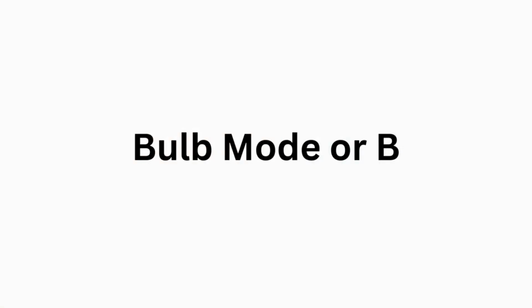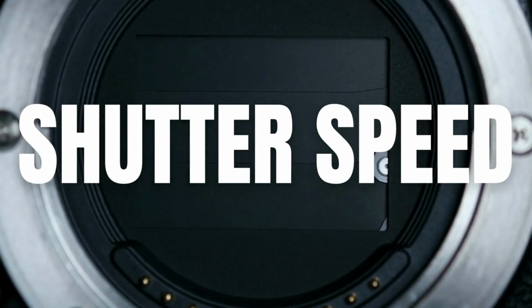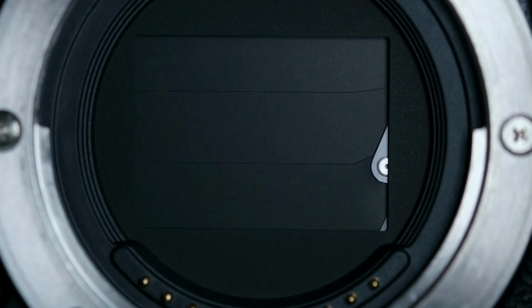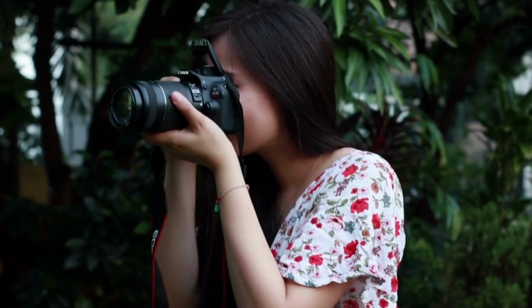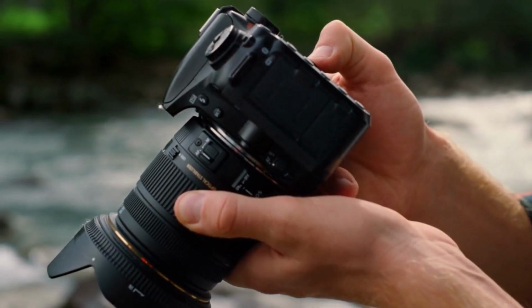So now let's talk about bulb mode. What is bulb mode? This is basically a mode that allows you to determine your own shutter speed if the camera's slowest shutter speed isn't slow enough for you and you need it to be a little bit slower. So that is the scenario where you would use that. And it's not on all cameras, or it may not even be advertised on all cameras, but some may have that option and some may not.